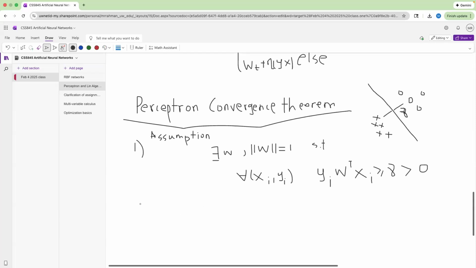And then the second assumption is that we're going to assume that all the inputs are bounded, right? So we have as input these vectors xi, right? If this is a vector, we can compute its norm, right? Usually this might be the Euclidean norm. And if I compute it, I'm going to have an upper bound on this vector.